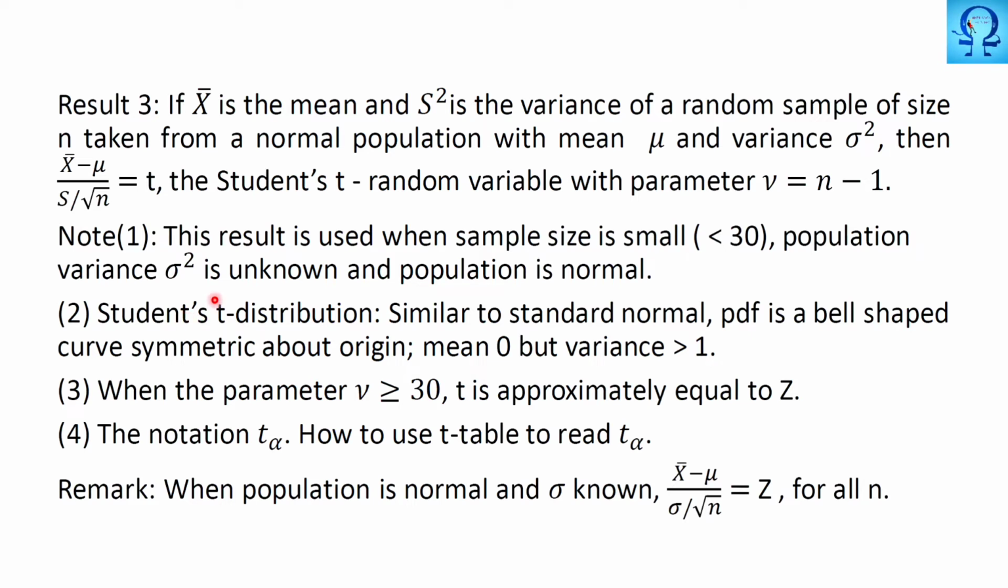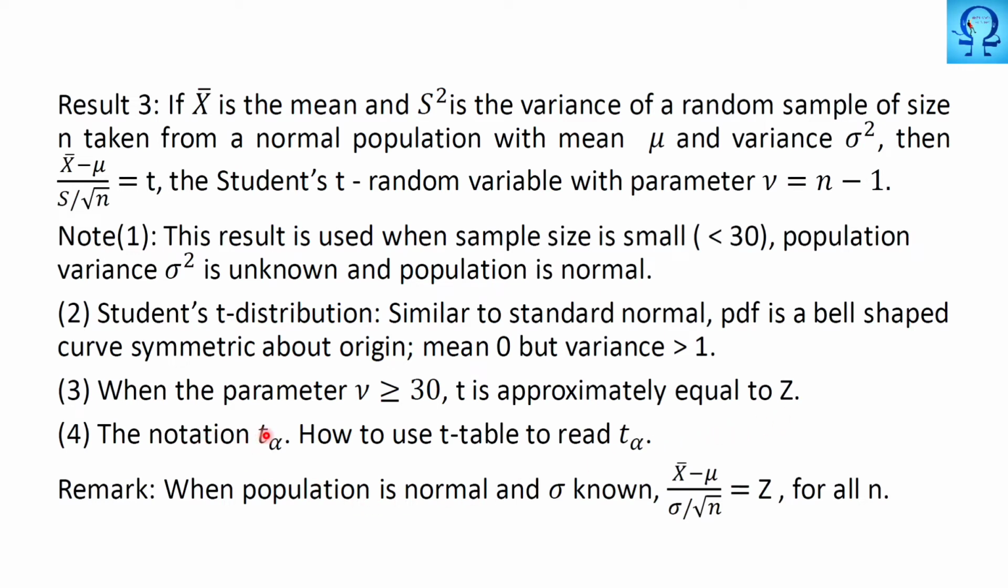The student t distribution is also kind of symmetric to normal, with one difference. When we deal with standard normal, we have variance 1 and mean 0, whereas in student's t, mean is 0 but variance is bigger than 1. But it still has a bell shaped curve which is symmetric about the origin. And what if the parameter nu is bigger than or equal to 30? In this case, your student t distribution can be approximated with the help of standard normal itself.